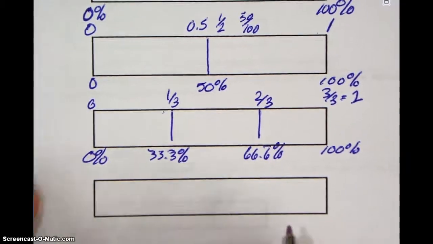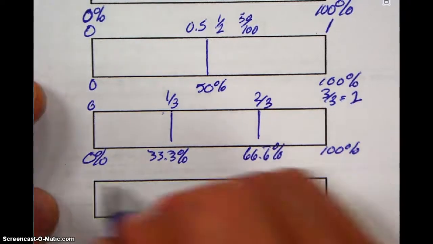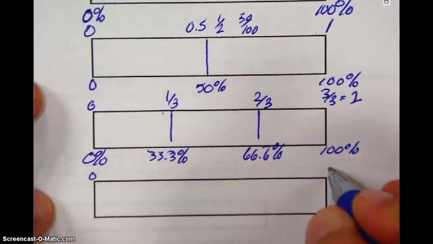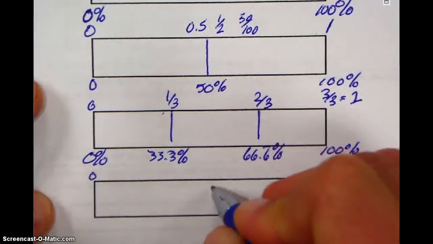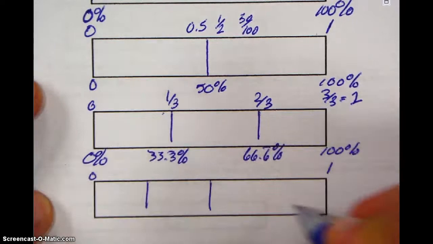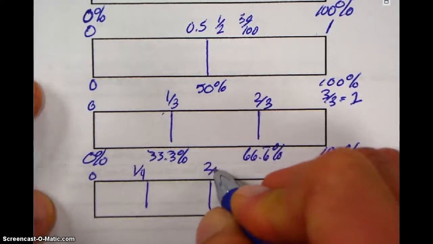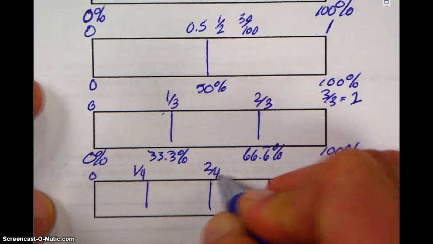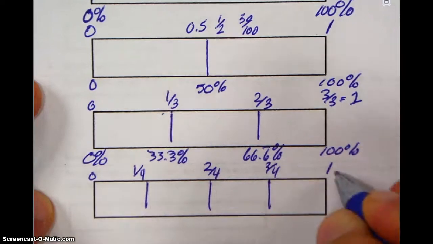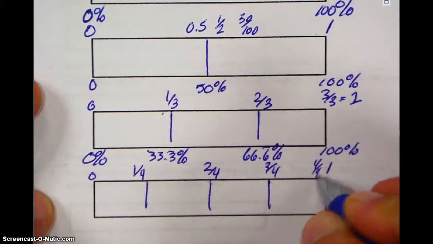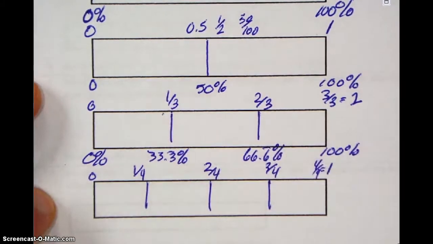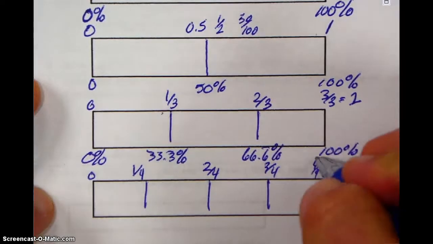All right, so in the next bar model, we're going to take our whole and break it into fourths. 1/4, 2/4, 3/4, and then 1 whole is equal to 4 over 4. Okay, let me make that 4 better. It looks like a 1.